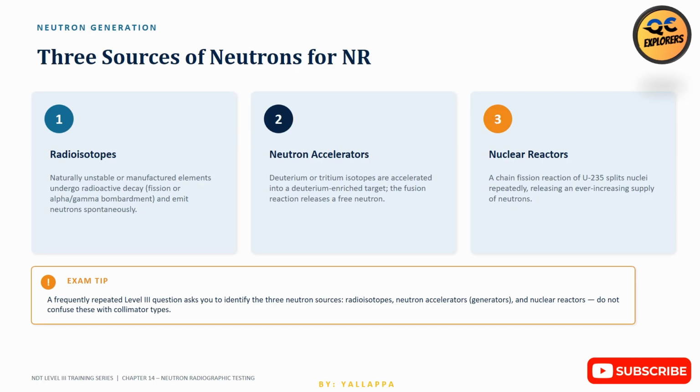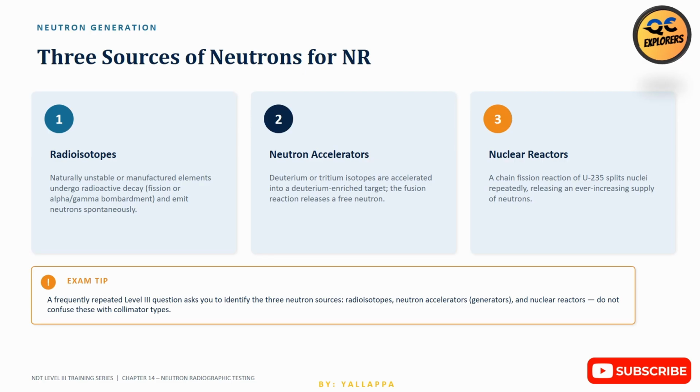Let's understand each one conceptually before studying them in detail. The first source is the radioisotope. Certain radioactive materials naturally emit neutrons as they undergo nuclear decay. These sources are compact, reliable, and continuously produce neutrons without requiring an external power supply. Because they are always emitting radiation, however, they must be handled under strict radiation safety procedures.